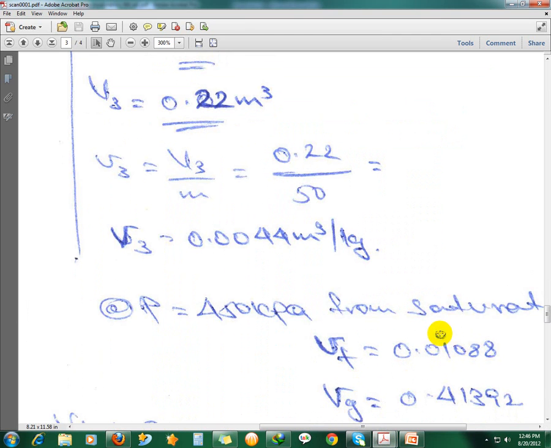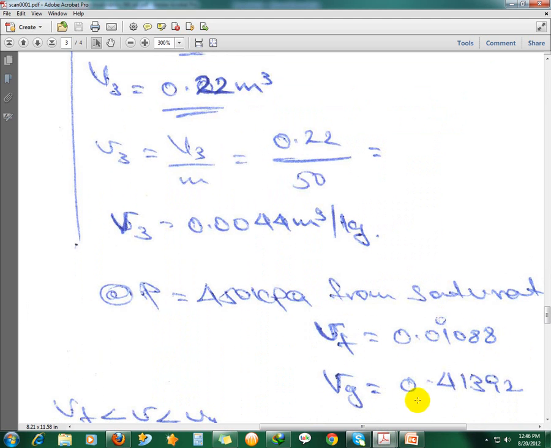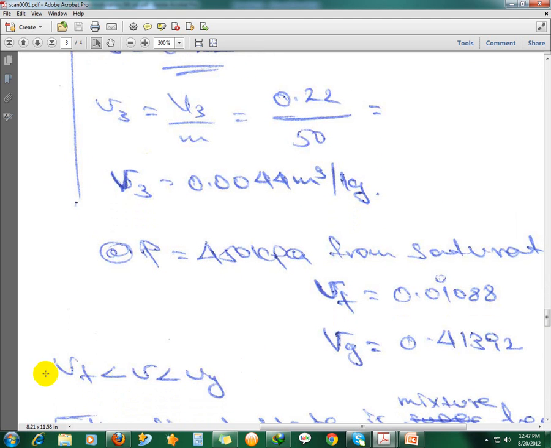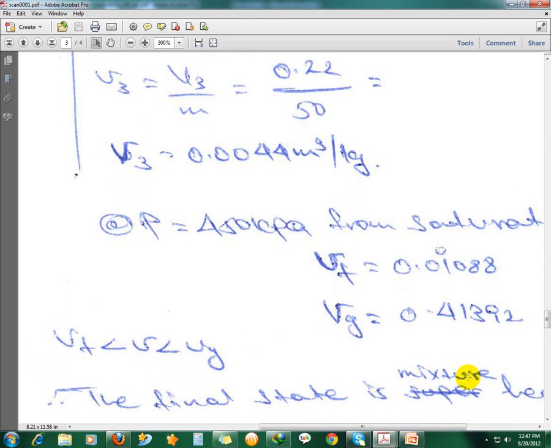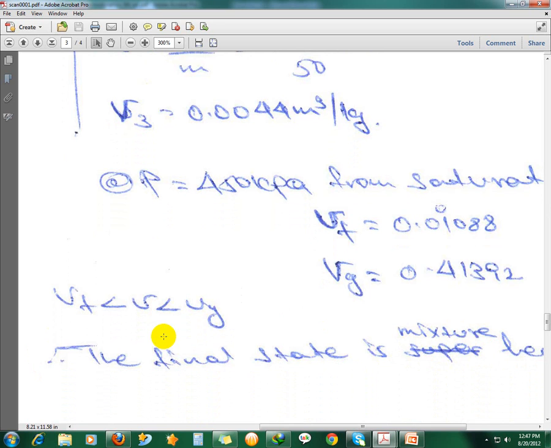Okay, Vf is 0.001088 and Vg is 0.41392, and our V3 is equal to 0.0044 meter cube. It's between Vf and Vg. So if the given specific volume is between Vf and Vg, the state is mixture. So now we have the three properties: the final pressure, the final specific volume, and the state mixture.